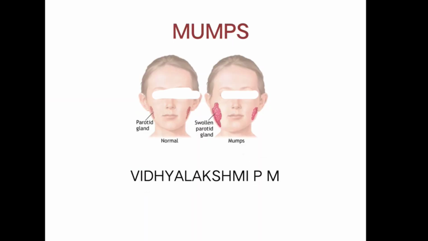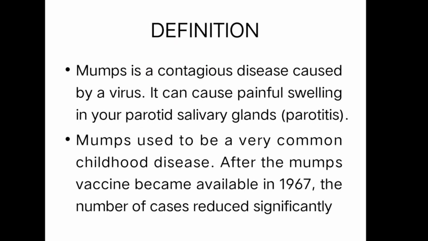Today's topic is about mumps. Mumps is a contagious disease, that means it is a communicable disease that spreads from one person to another. When we consider mumps, it is not a very serious illness because it gives certain symptoms like fever, parotitis, or stiffness of neck. It gives a lifetime immunity for the child.